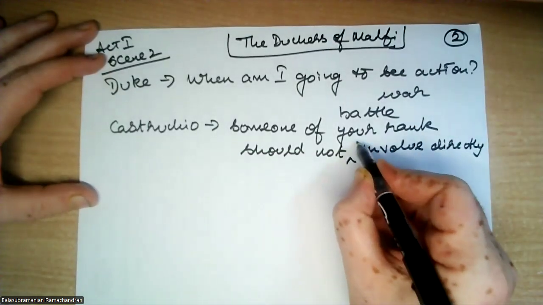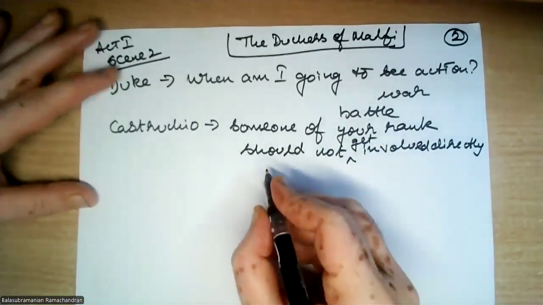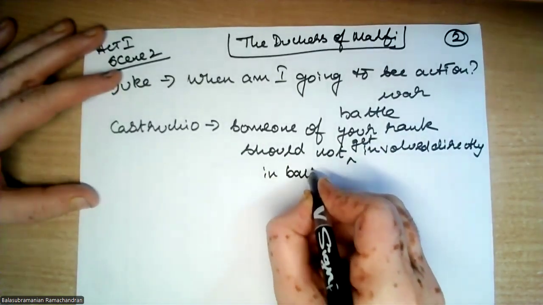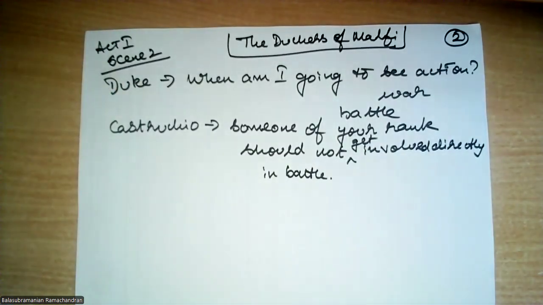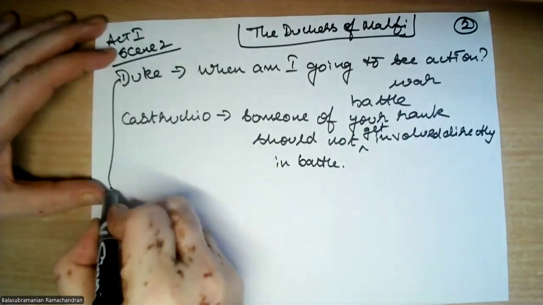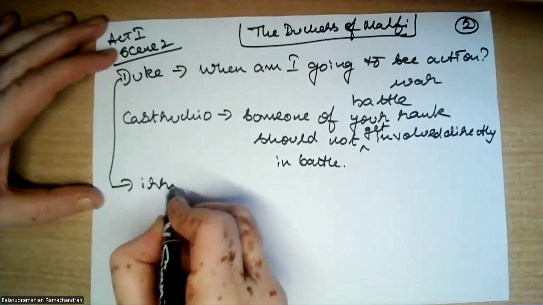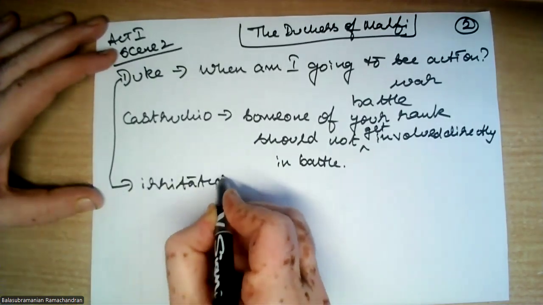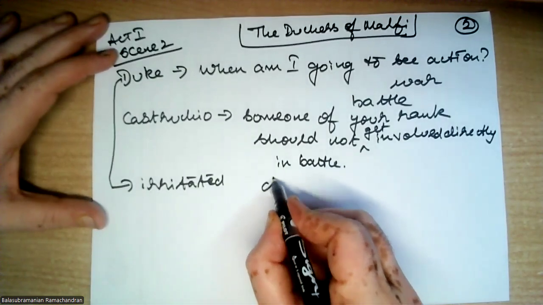Should not get involved directly in battle. That is, you should not go and fight. Immediately the Duke is a bit irritated by this comment, and then he says, "Okay, ultimately you are asking me to delegate.